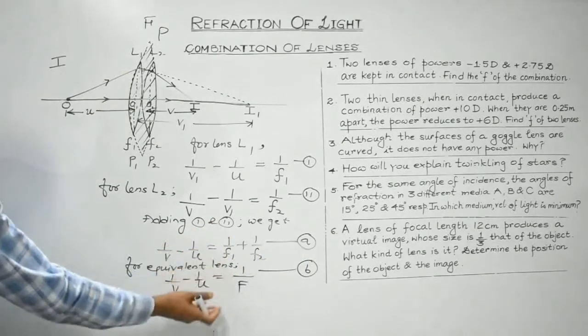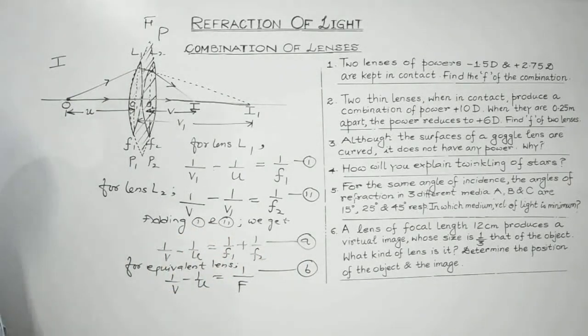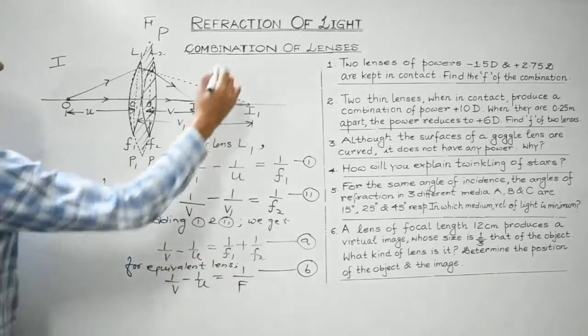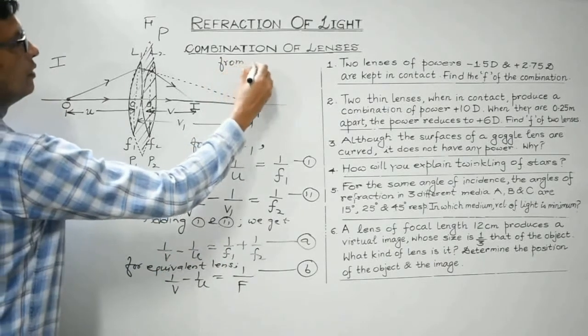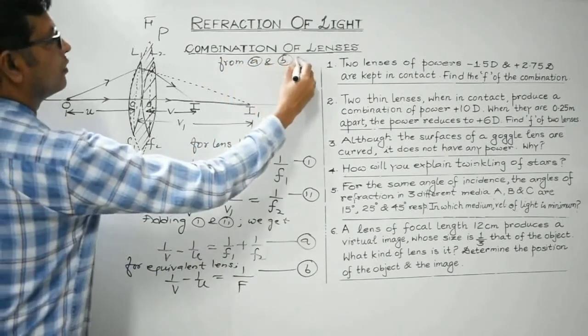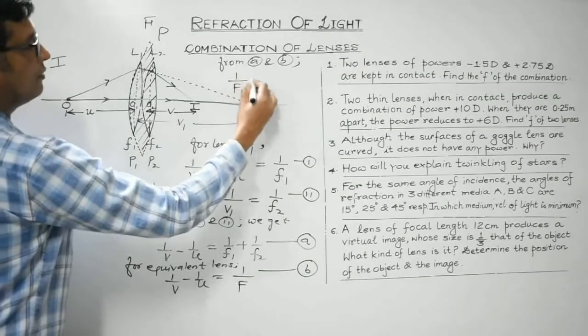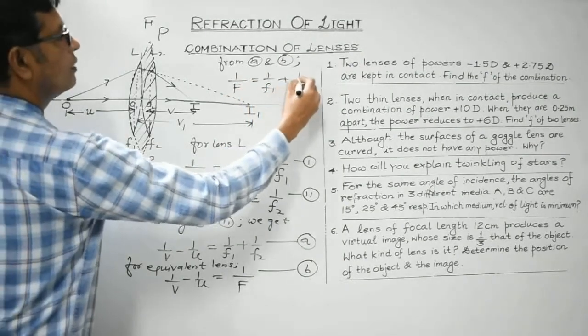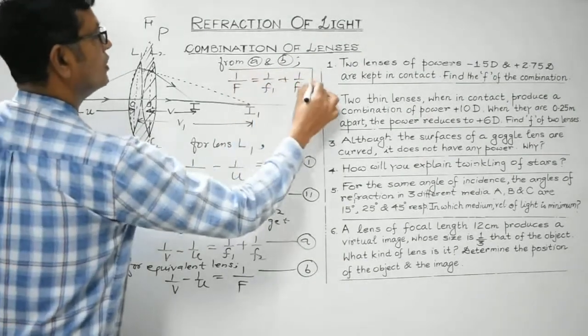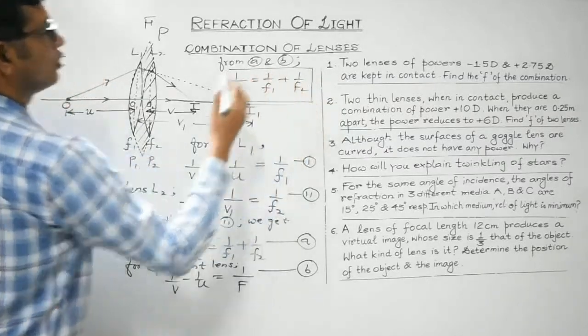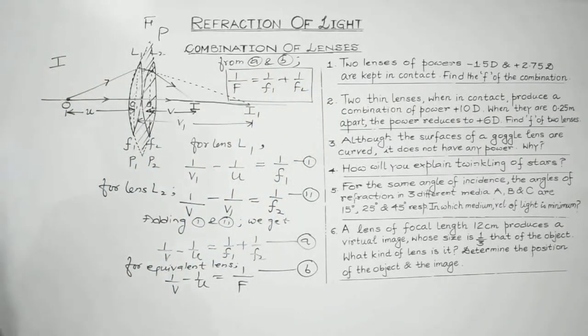So students, compare these two equations, we will get the result. So what do we get? From A and B, we get 1 by F is equal to 1 by F1 plus 1 by F2. So this is a very, very important formula.